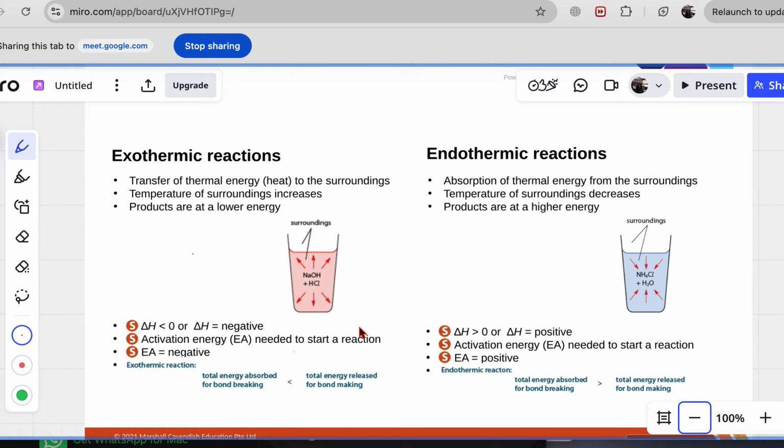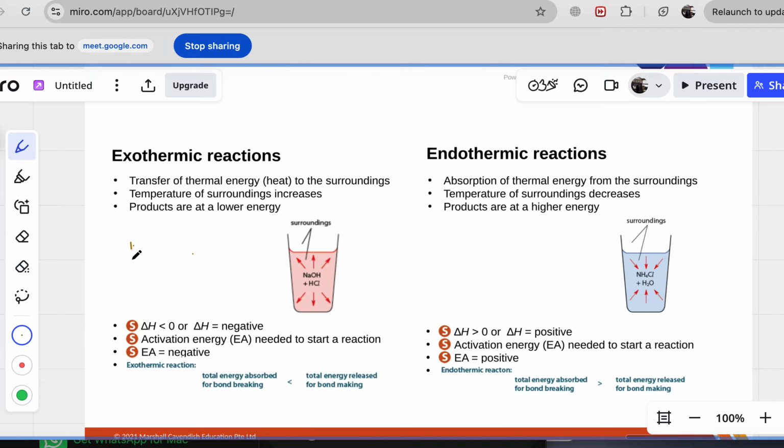So, in an exothermic reaction, the total energy absorbed for bond breaking is less than the total energy released for making new bonds. When we write the equation, you will understand this concept. The total energy for breaking a bond: before you can form a new bond, you have to break the old bond. For example, let's say hydrogen.